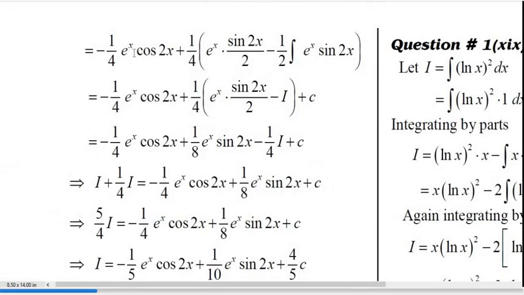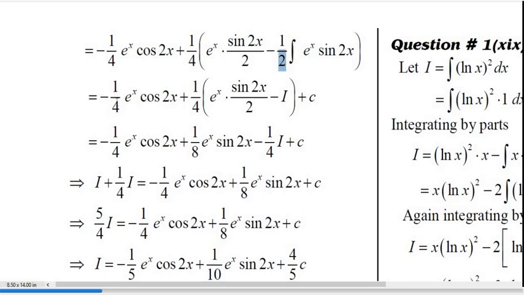Minus 1 by 4 e power x cos 2x as it is, plus 1 by 4. Now applying integration by parts: first function e power x as it is, integration of cos 2x, which is equal to sin 2x divided by 2, minus 1 by 2 into integration of e power x, as it is, again e power x, and derivative of cos 2x is sin 2x divided by 2, this 2.